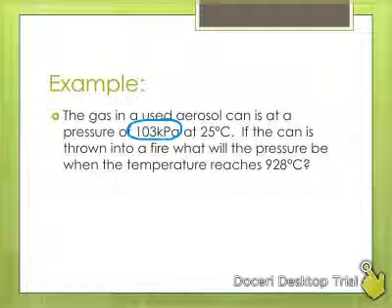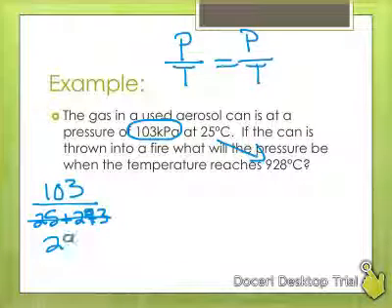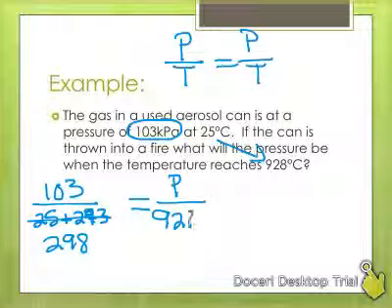If you take it and then throw it into the fire, our temperature is going to increase to 928 degrees Celsius, which is a really, really big raise in temperature, right? So we are going to use that equation we just saw. We're going to do pressure over temperature equals pressure over temperature. So our initial pressure was 103. Our initial temperature was 25, but we need it in Kelvin. So we're going to get 298. That's going to equal our new pressure, but again, we have to convert it to Kelvin.